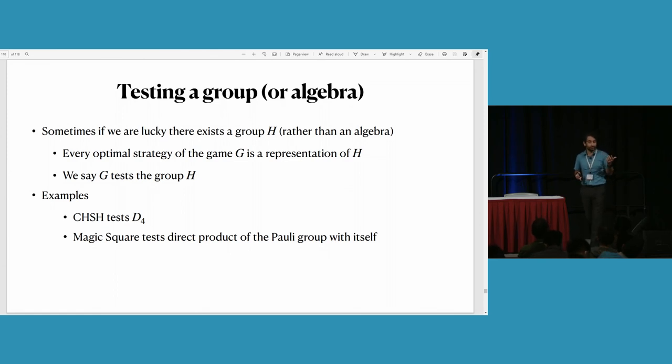If we are lucky, sometimes for a game G there exists a group H that has the following property: every optimal strategy of G is a representation of the group H. In such a case, we say that G is self-testing the group H. For example, the CHSH game self-tests the dihedral group of degree 4, and the magic square is self-testing the direct product of the Pauli group with itself.